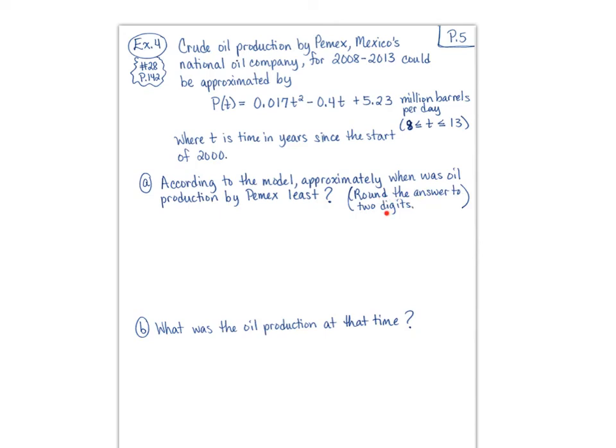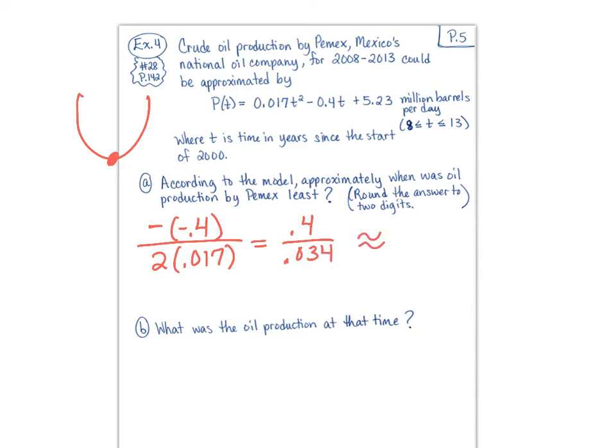According to our model, approximately when was oil production by Pemex least? We need to round the answer to the nearest 2 digits. So when was it least means we need to find the vertex again, right? Because notice that this A is greater than 0, so your graph is going to be concave up, which means the X value of your vertex will give you the least. Our B is negative 0.4, so we have negative times negative 0.4 divided by 2 times A, which is 0.017. If you simplify this, you have 0.4 divided by 0.034, and you enter that into your calculators. You get approximately 11.76.